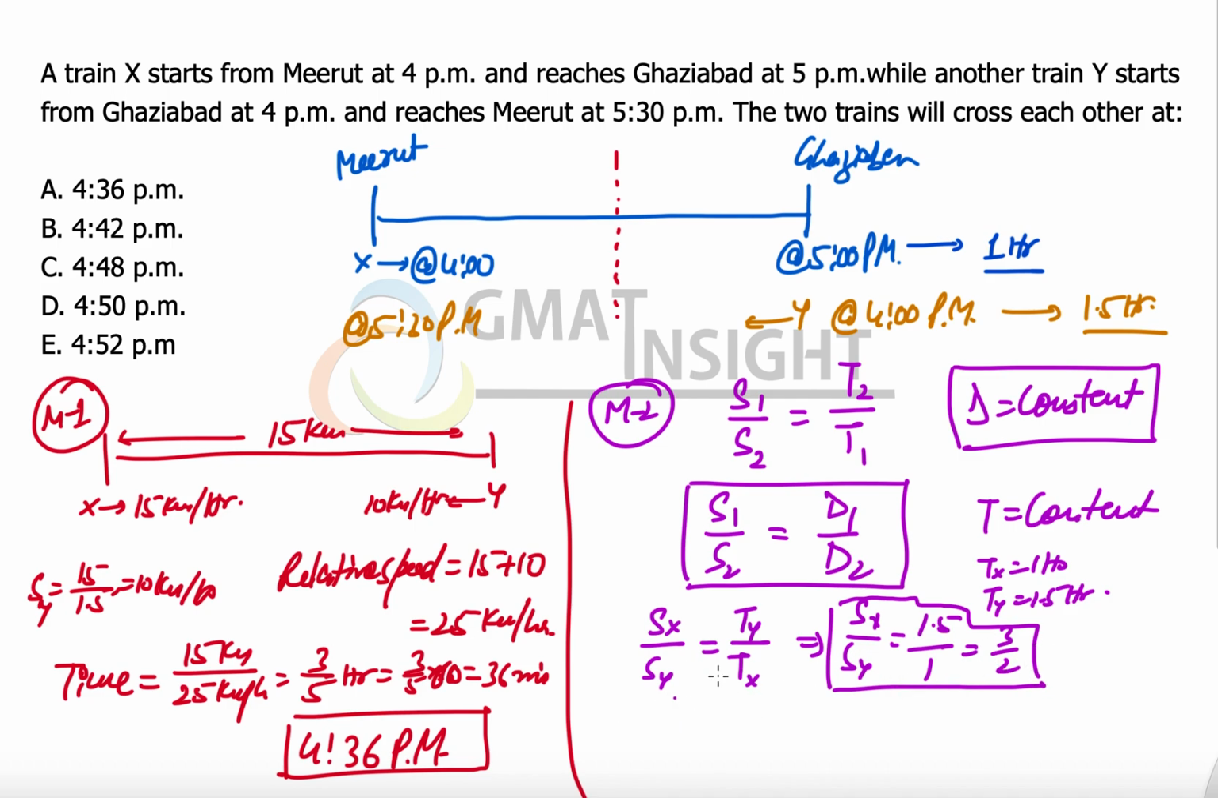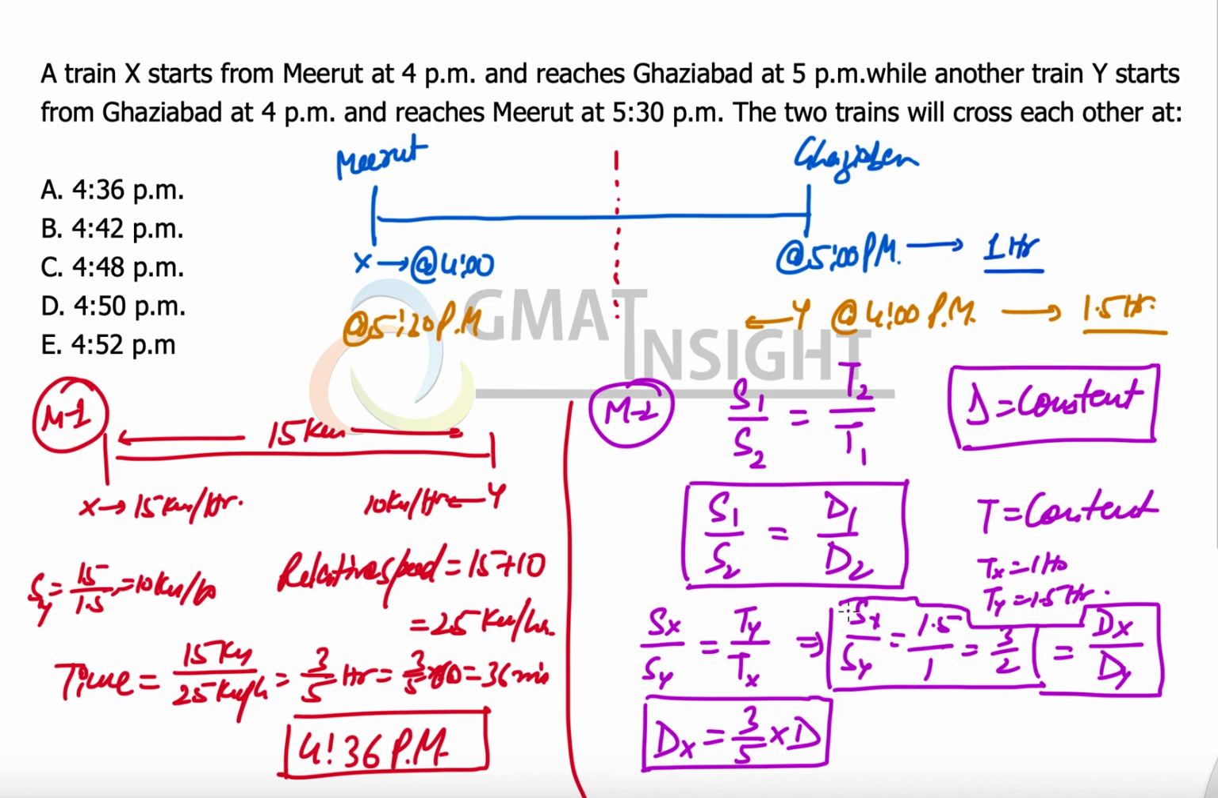And since we know that S1 upon S2 is equal to D1 upon D2, the ratio of their distances dx over dy should also be equal to 3 over 2. Now, that means if the total distance is divided into 5 parts, 3 parts have been traveled by x and 2 parts have been traveled by y. So the distance traveled by x should be equal to 3 out of 5 times of the total distance, right? And when the first train takes 1 hour to travel the entire distance, then to travel 3/5 of the distance, the train will take 3/5 of the time.